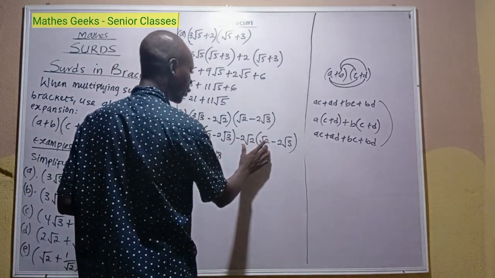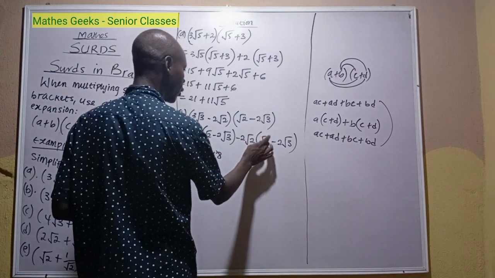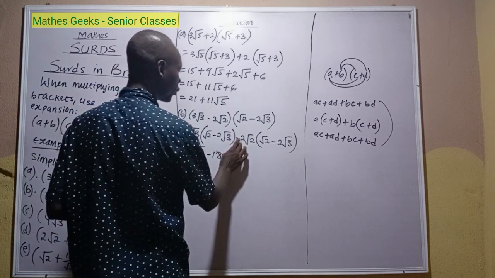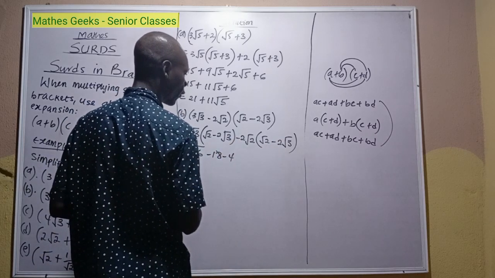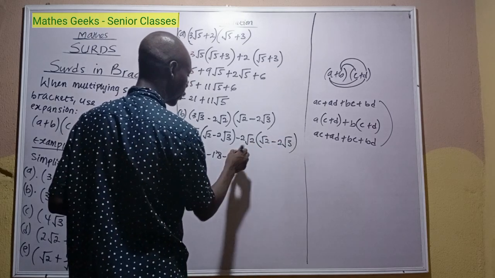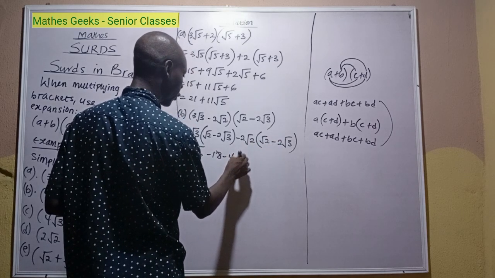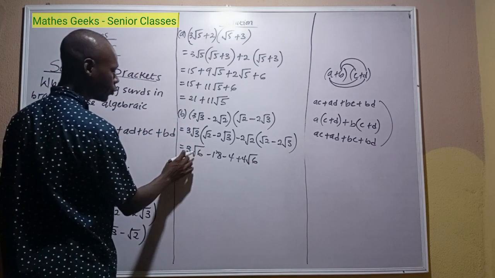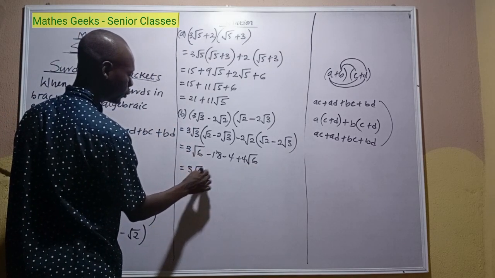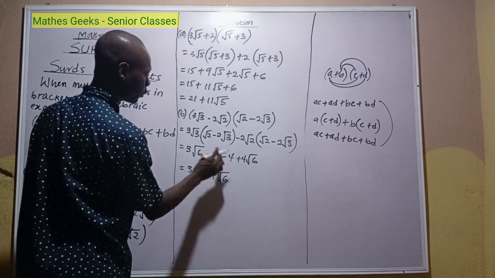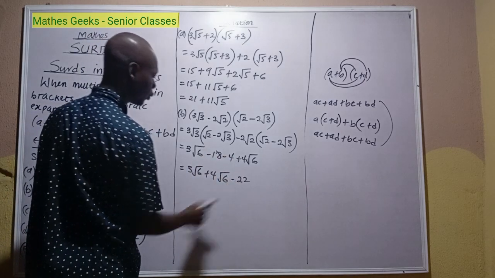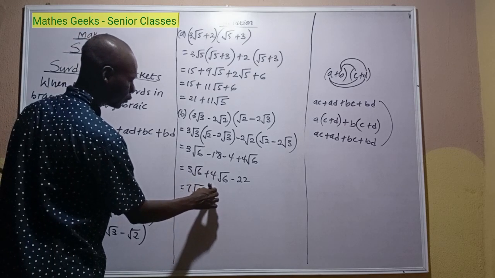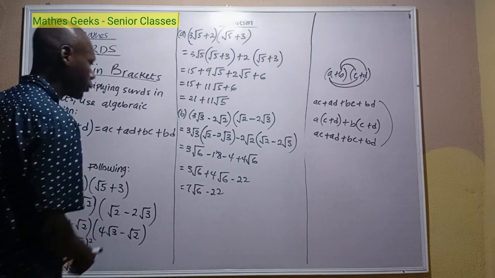Now, root 2 times root 2 will give us 2. Minus 2 times 1 is minus 2. 2 times minus 2 will give us minus 4. Minus 2 times minus 2 will give us plus 4. Root 2 times root 3 will give us root 6, so plus 4 root 6. So we're going to have 3 root 6 plus 4 root 6. Minus 18 minus 4 will give us minus 22. 3 root 6 plus 4 root 6 is equal to 7 root 6 minus 22. That's our answer.